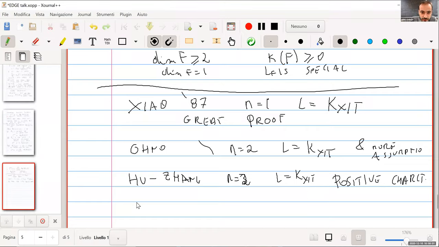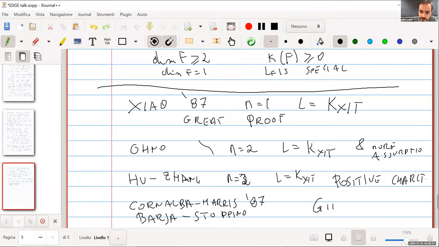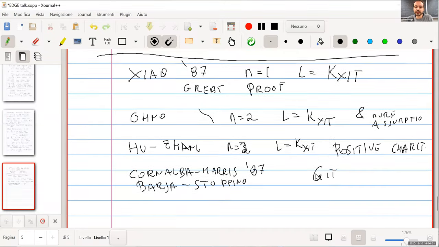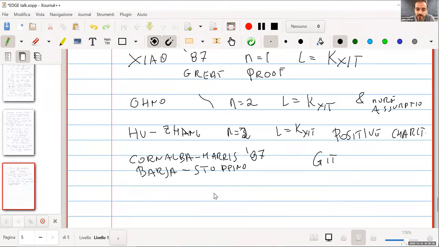And then there are the results of Xiao and Cornalba-Harris, which was again '87, and then a long series of papers with Barja and Lidia. We will not mention all the results. Here they use GIT. The main thing Cornalba-Harris do is prove the same result as Xiao, but with a completely different proof, because they remarked that the idea is not quite this. To make a very long and complicated story very easy, in this setup the slope inequalities are equivalent to some Hilbert-Mumford weight. It's not quite this, but to oversimplify the story, this is it.